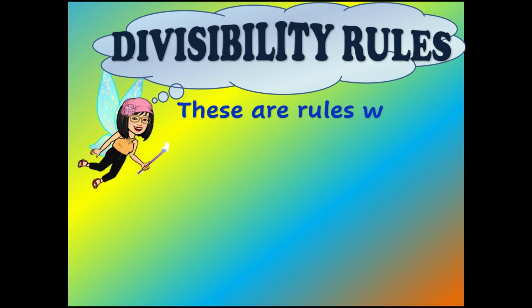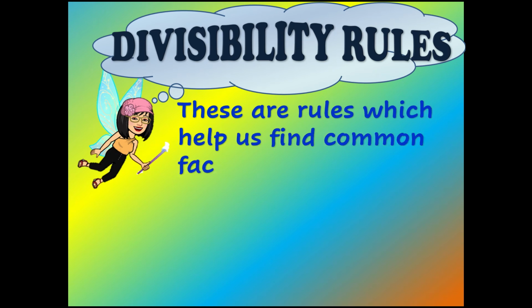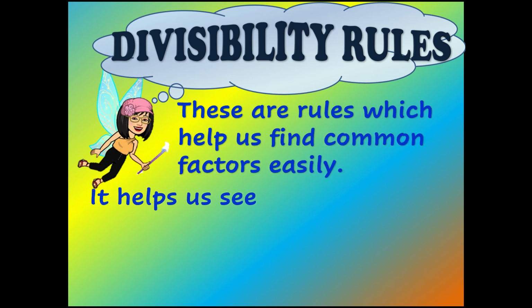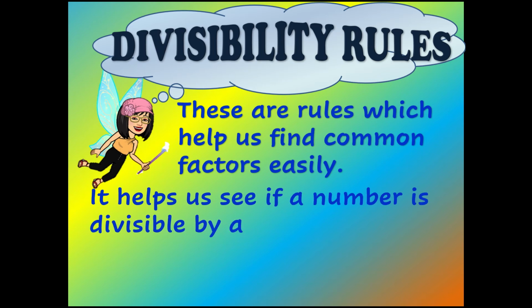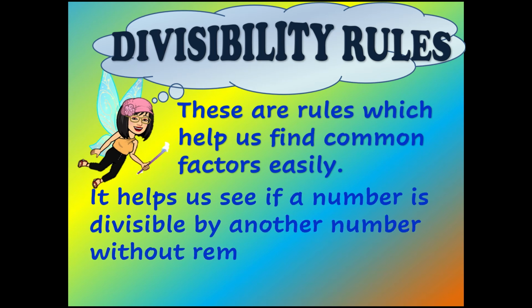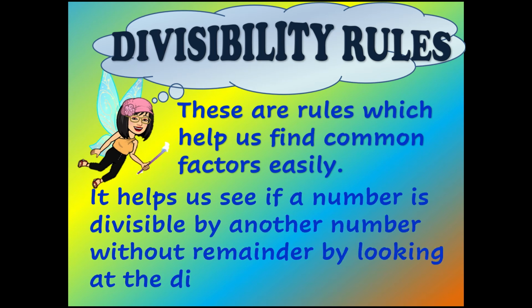What are divisibility rules? These are rules which help us find common factors easily. They help us see if a number is divisible by another number without remainder by looking at the digits.